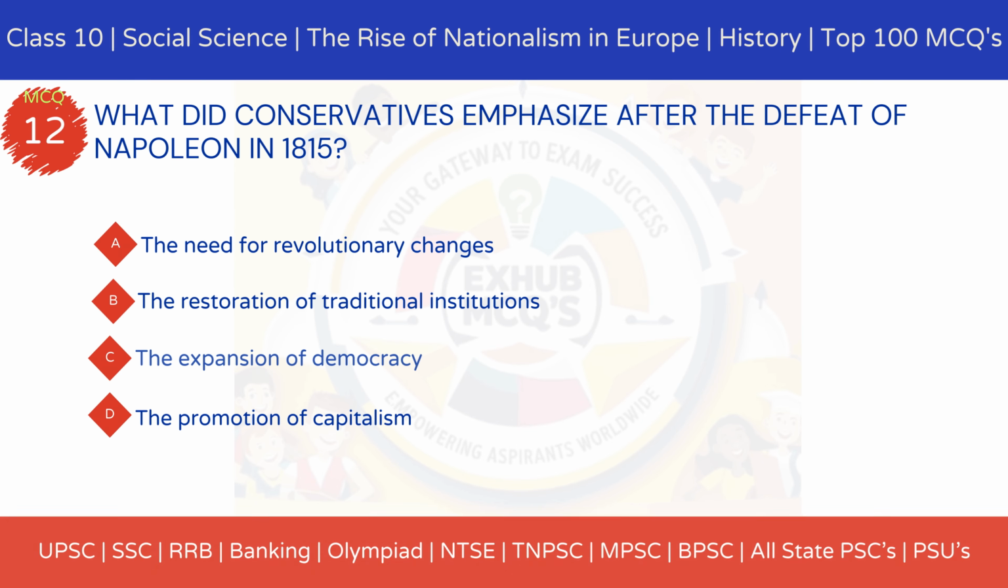MCQ 12. What did conservatives emphasize after the defeat of Napoleon in 1815? Option A. The need for revolutionary changes. Option B. The restoration of traditional institutions. Option C. The expansion of democracy. Option D. The promotion of capitalism.